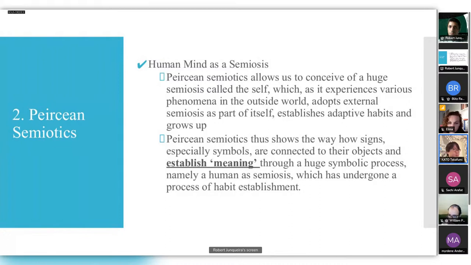Peircean semiotics thus shows the way how signs, especially symbols, are connected to their objects and establish meaning through a huge symbolic process, namely a human as semiosis, which has undergone a process of habit establishment.